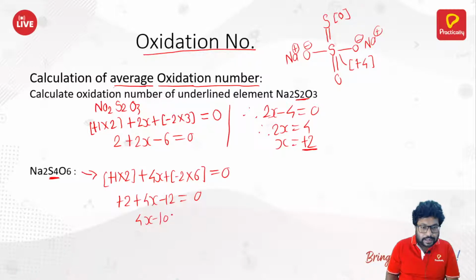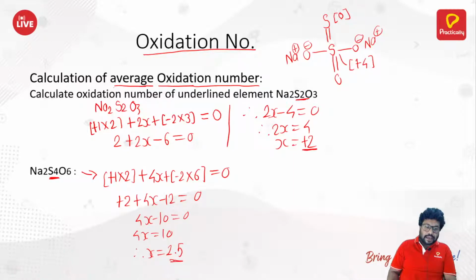4x minus 10 is equal to 0. 4x is equal to 10. And therefore x is equal to 2.5. So each sulfur is having a 2.5 oxidation number here. Now let me tell you, oxidation number generally is not present in a fractional number. Well, it may be present in a fractional number, but those cases are very rare. So now the question is, are all the 4 sulfur atoms in a 2.5 oxidation number or not? Let's find out how they actually are.